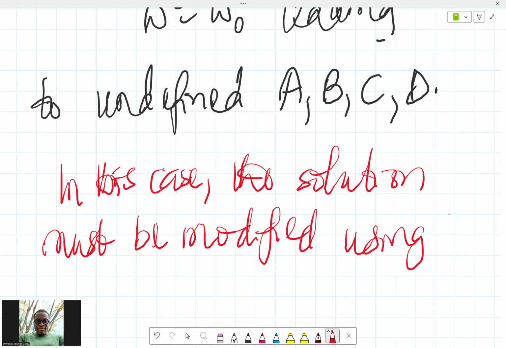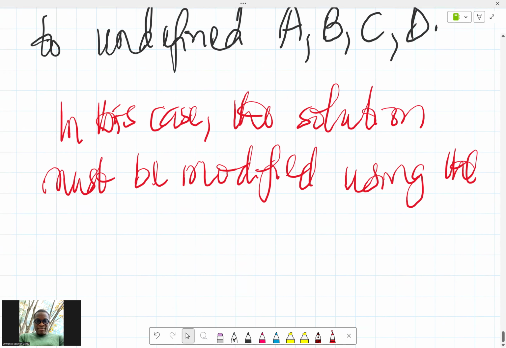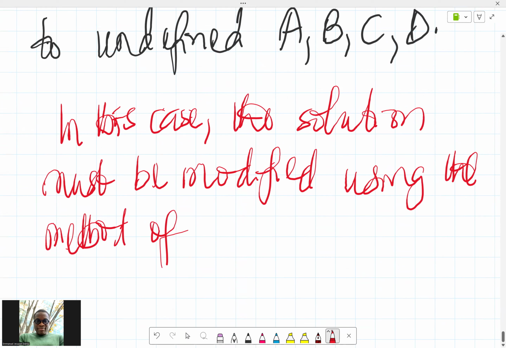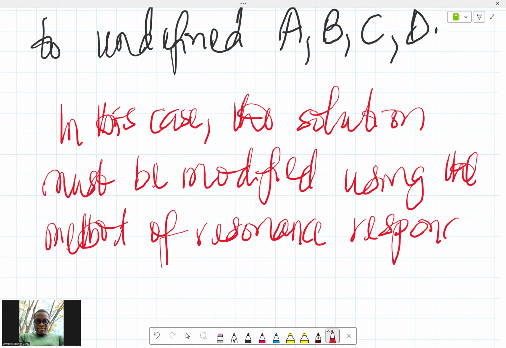using the method of resonance response. So if you use the method of resonance response, we can get a solution that will not be undefined. But although there's great oscillation for sure still, because of course you can already see that this is going towards infinity. So using the method of resonance response, we can improve this for sure.